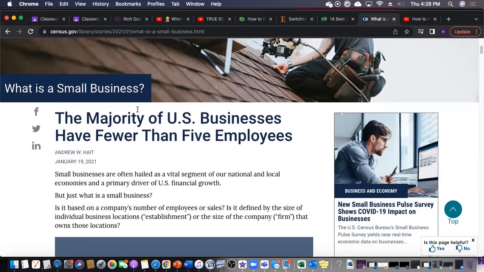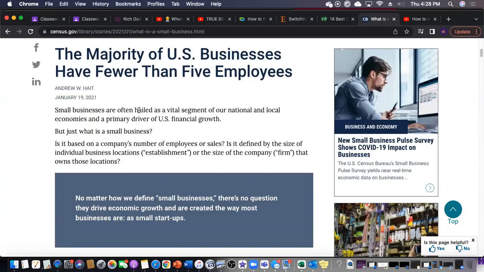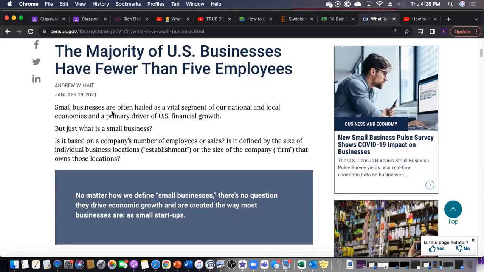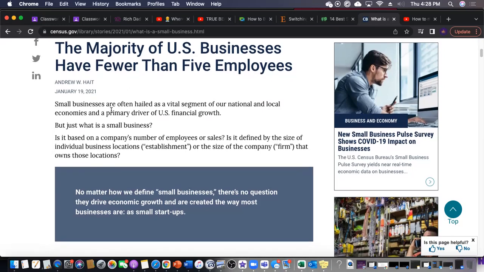But anyway, the majority of US businesses have fewer than 5 employees. So this is from Andrew Hyatt back in January 2021. So basically, small businesses are a vital segment, like I stated earlier. Businesses are often held as a valuable segment of our national and local economies and a primary driver of U.S. financial growth. So that's why I was stating a few seconds ago that the self-employed and small businesses drive the U.S. economy. If there were not any self-employed or small businesses, which are usually the middle class of the sector, the economy would be in trouble, right?